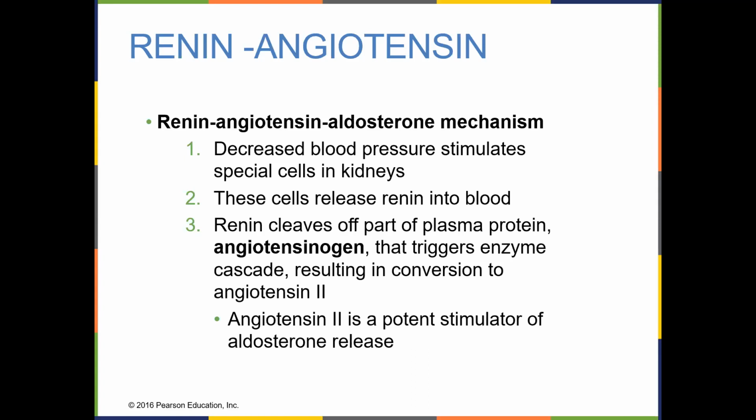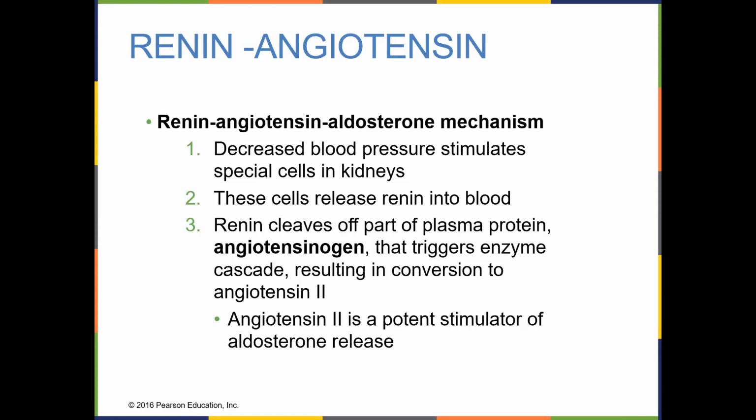Your blood pressure is low, so your kidney cells release renin. Your kidneys detect the pressure's low. Their response is to release the renin. Renin stimulates the conversion of the floating plasma protein angiotensinogen into angiotensin II, which then stimulates the release of aldosterone from the zona glomerulosa.